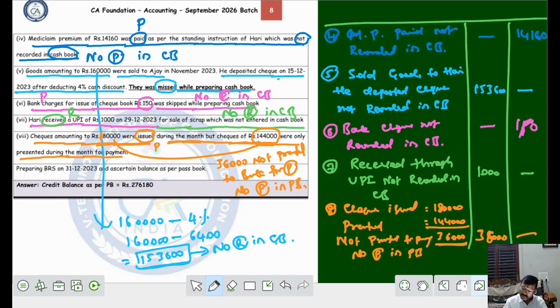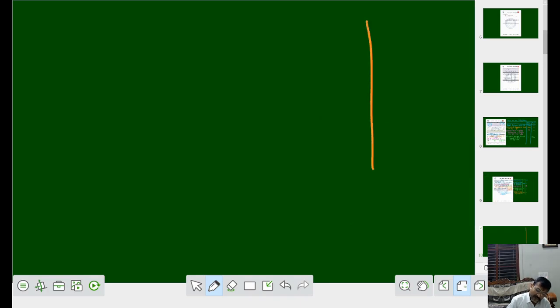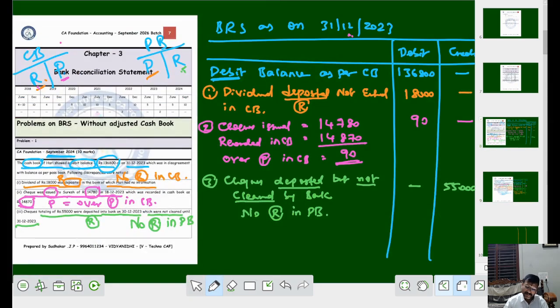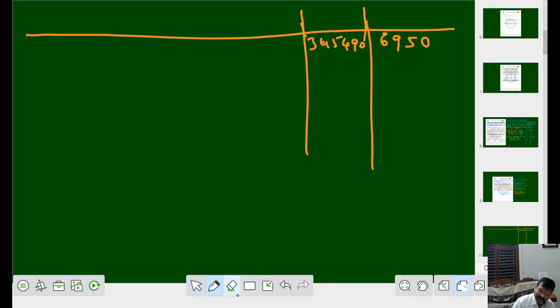Now what we have to do? We have to work out the total. How to work out the total? Add all the debits. When you add all the debits, the debit total comes to 3,45,490. Please check with your calculator. Credit total 69,510. This is the total you got after closing your BRS statement.